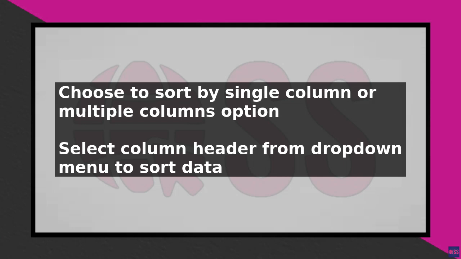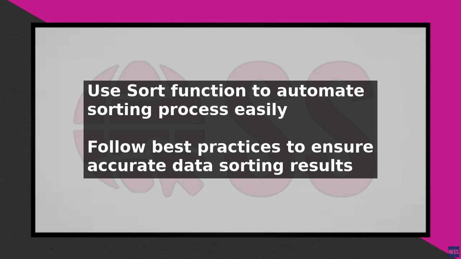Best practices for sorting data in Google Sheets include selecting the correct data range, choosing the correct sort criteria, and using the sort function to automate the sorting process. By following these best practices, you can ensure that your data is sorted accurately and efficiently.